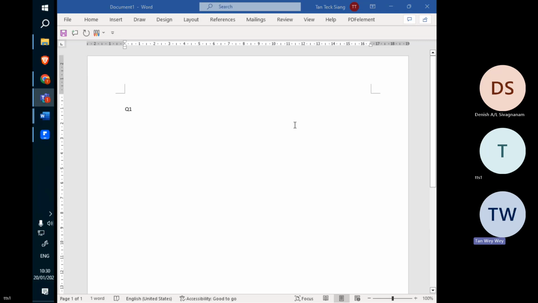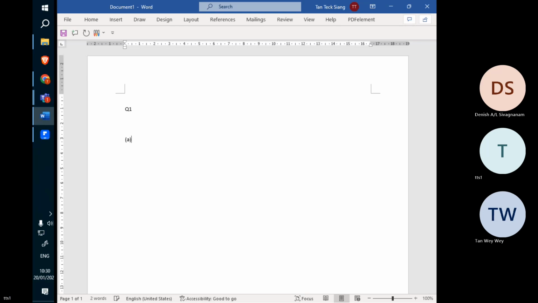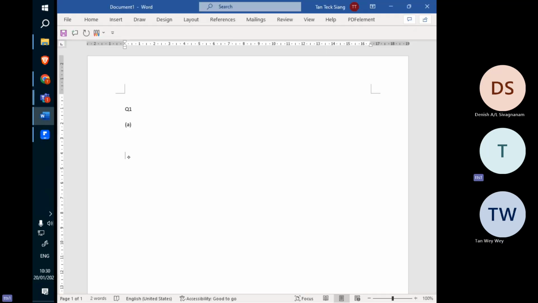Q1, A. What you should do is clearly print out the question that you are trying to answer. So part 1 is to find the current I through the device. Usually you should type it in, but to save time I use my pen here. You are not allowed to write; actually, you have to type in the answer. I think they should revise this policy.